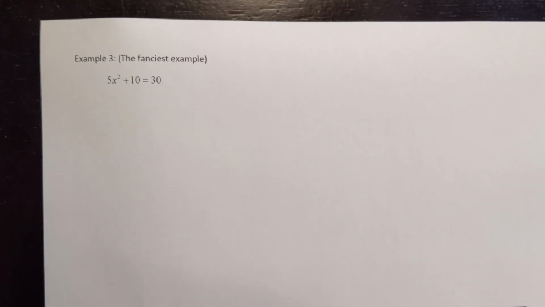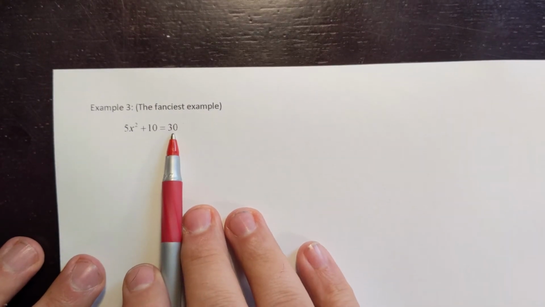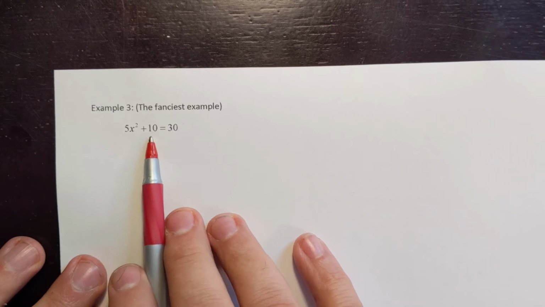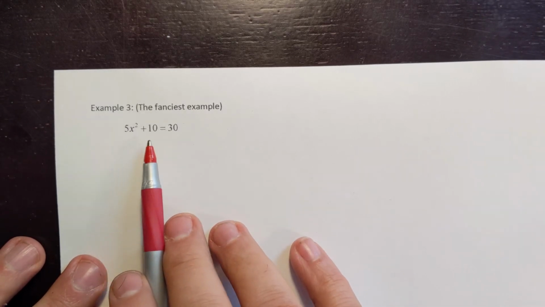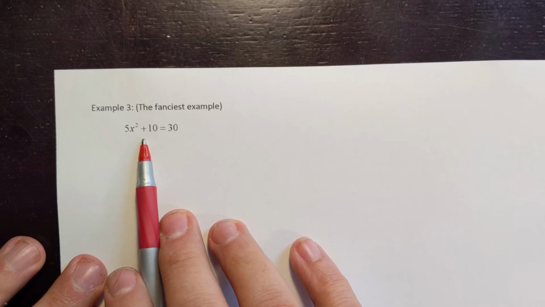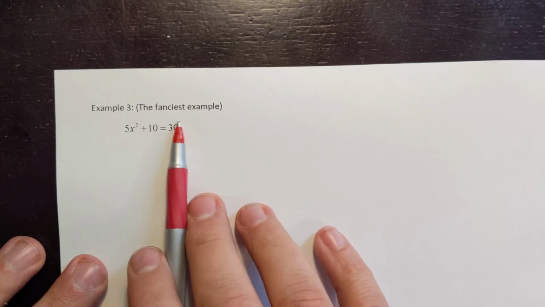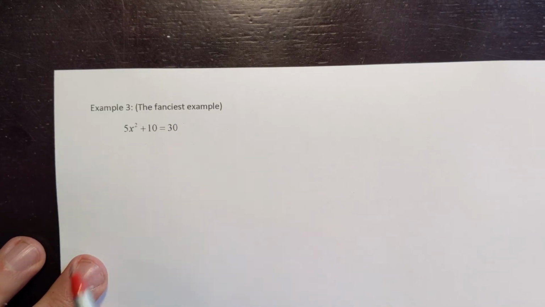Next one, this is going to be the fanciest example that you're going to deal with for the difference of two squares. We don't have it equal to 0. That means we need to fix that because we want it to be the difference, subtraction, of two squares. We don't have a difference. We don't have two squares. And on top of that, we don't have it equal to 0. So we need to fix all that before we can do the process we've been working with.